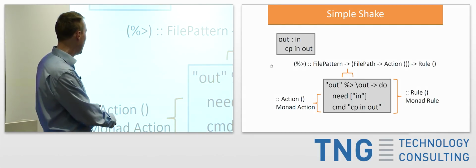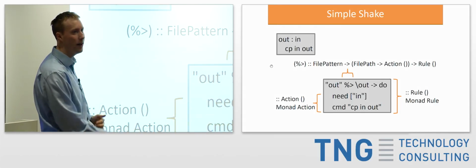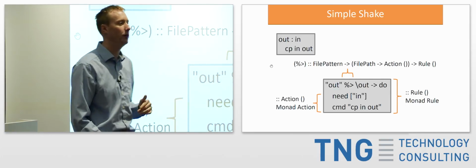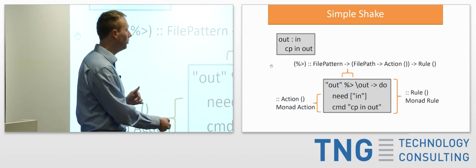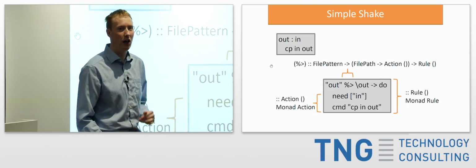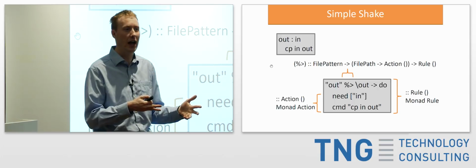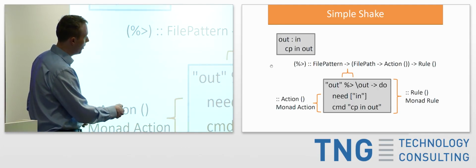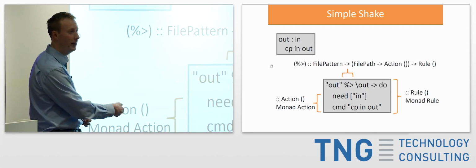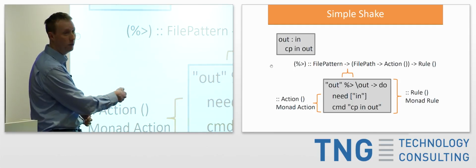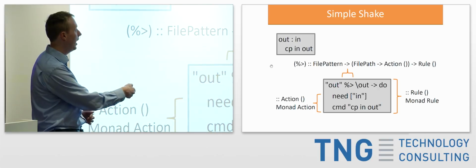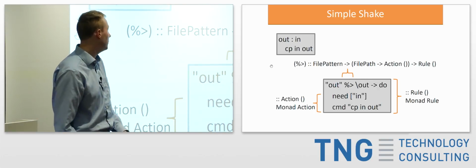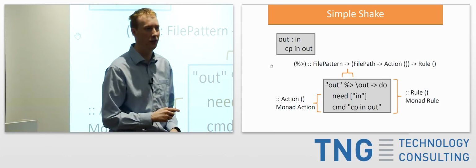So you've got essentially actions, which are basically a series of bash commands, if you're thinking make. You've got rules, which are basically the combination of an action and where to apply the action. And you've got this little funky %> operator that takes a pattern, so where to apply it, and an action, what to do, to produce a rule. And you just put together a pile of rules, and that's a full build system.